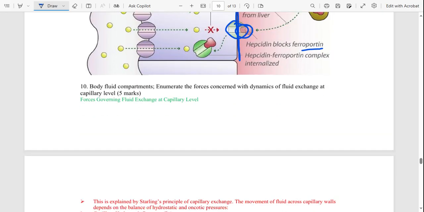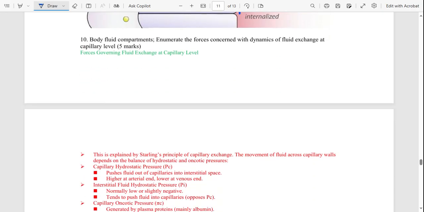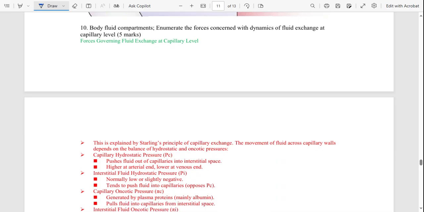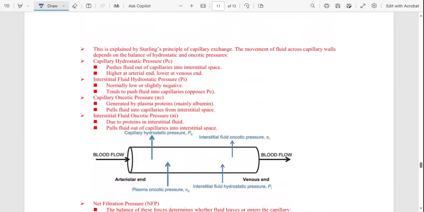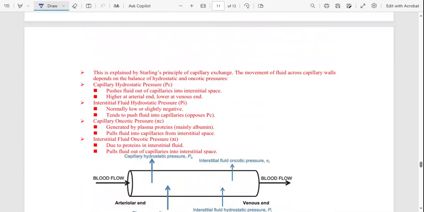Okay. Number 10 is saying body fluid compartments: enumerate forces concerned with dynamic or fluid exchange at capillary level. Okay, this is very direct and simple. So when we have got a capillary, that is where basically exchange of nutrients and the things will happen.